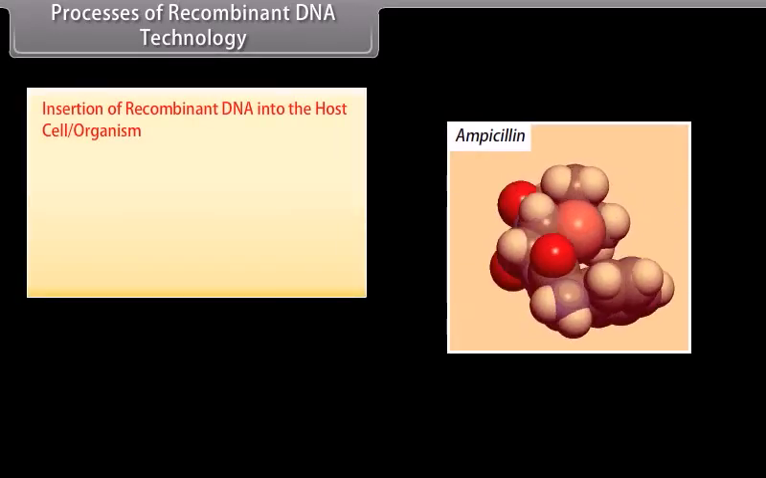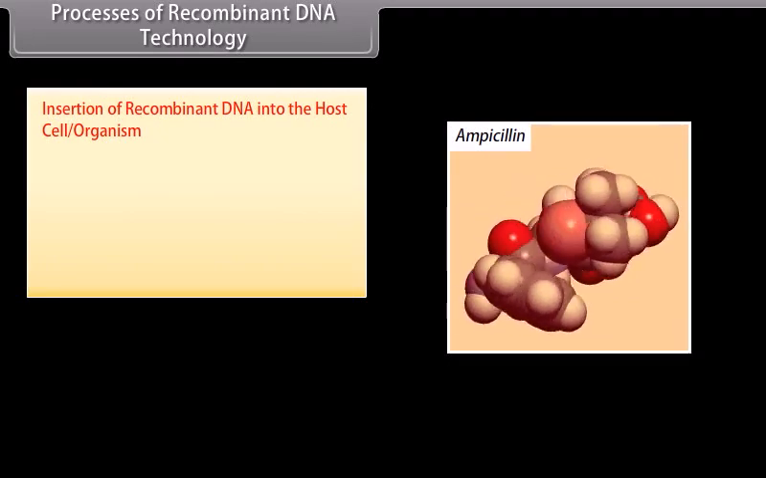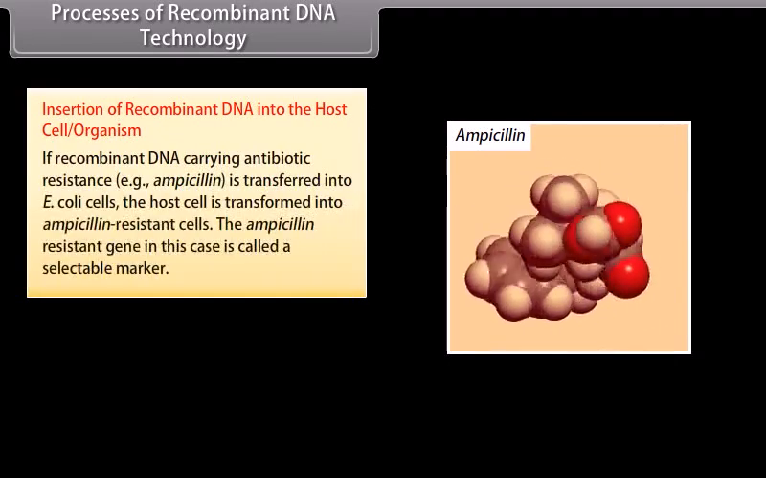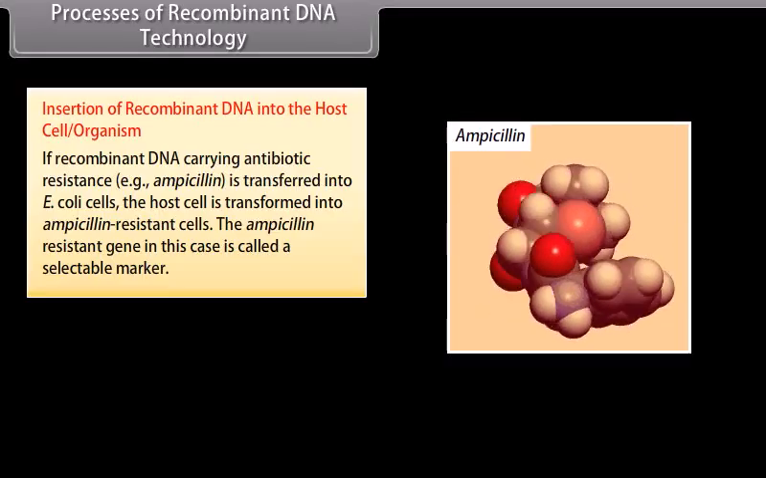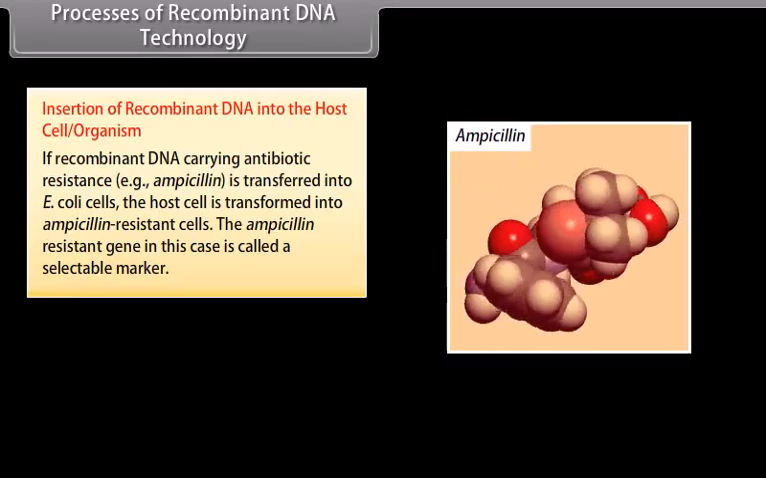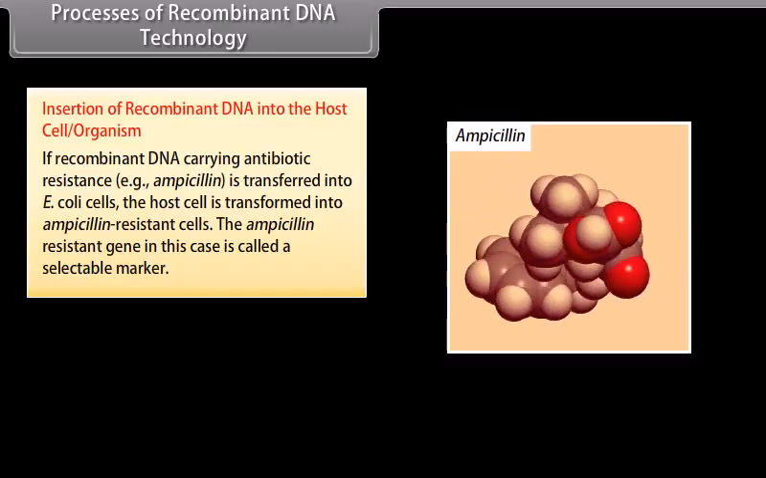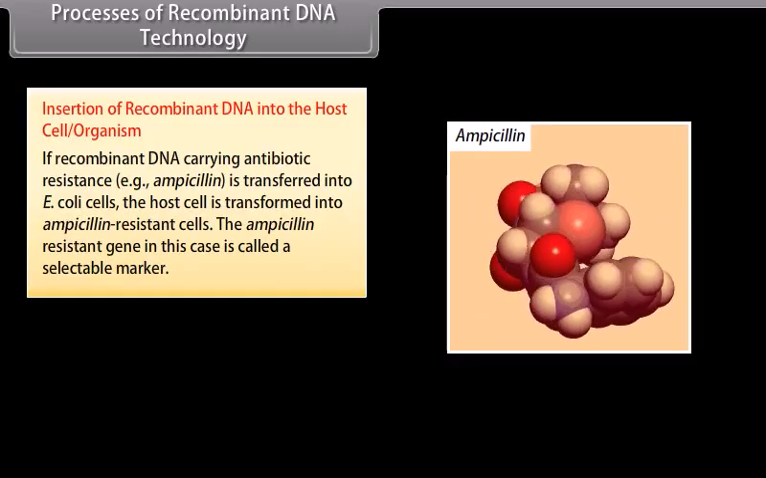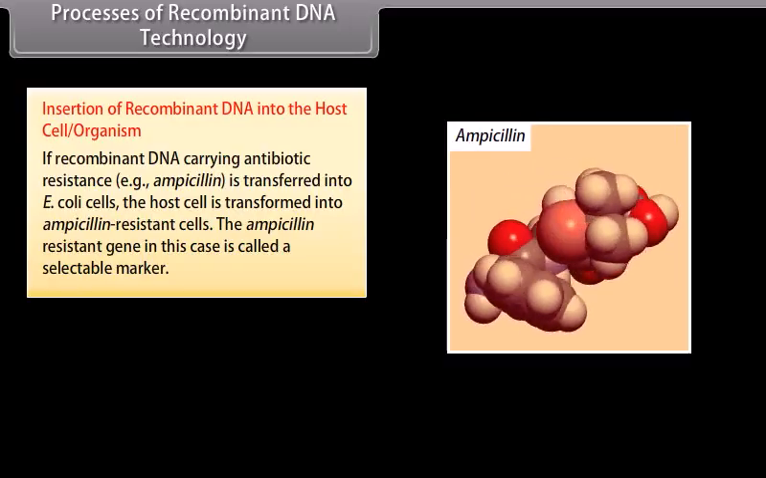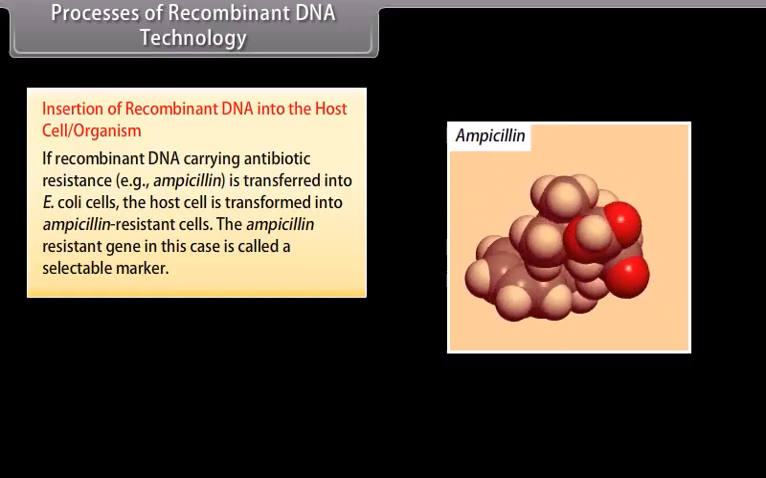Insertion of recombinant DNA into the host cell organism. If recombinant DNA carrying antibiotic resistance, that is, ampicillin, is transferred into E. coli cells, the host cell is transformed into ampicillin-resistant cells. The ampicillin-resistant gene in this case is called a selectable marker.